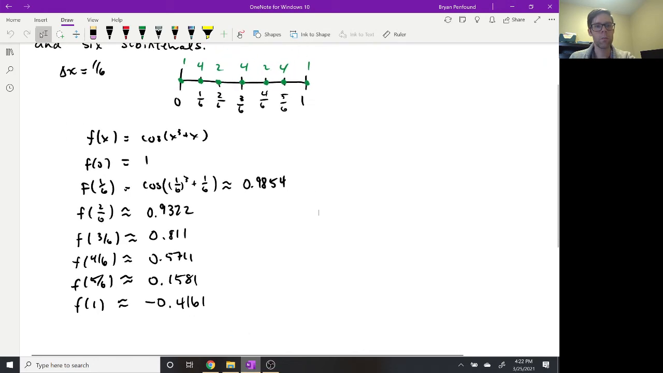So I'll give you a few moments here just to copy those down if you need to. If you need to, you can always pause the video too to copy those down. So no need to calculate those again.